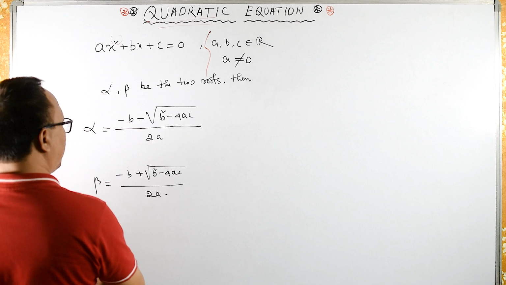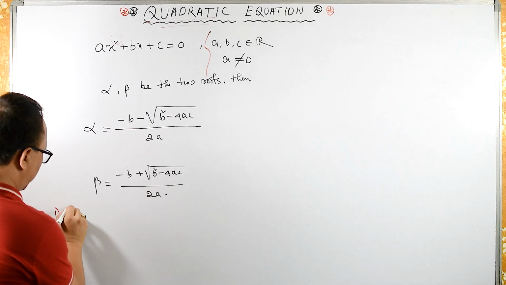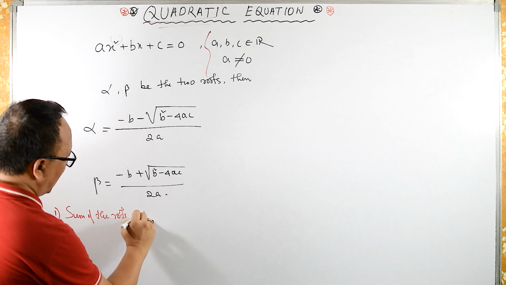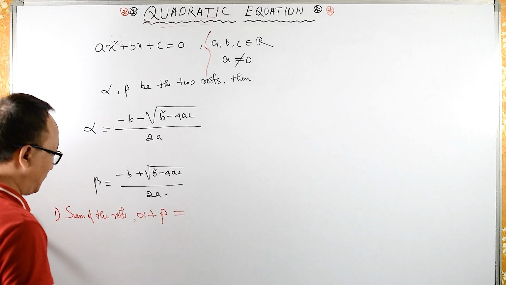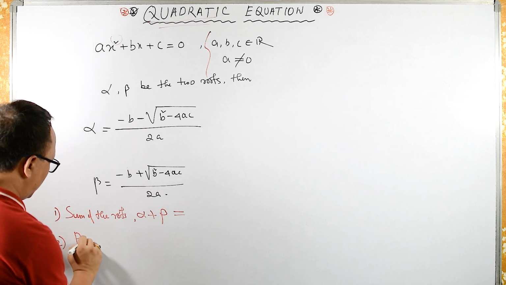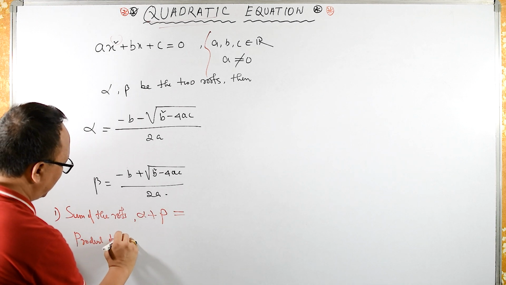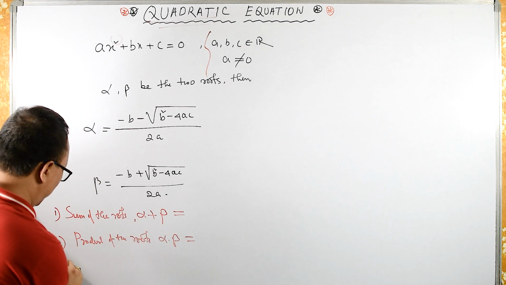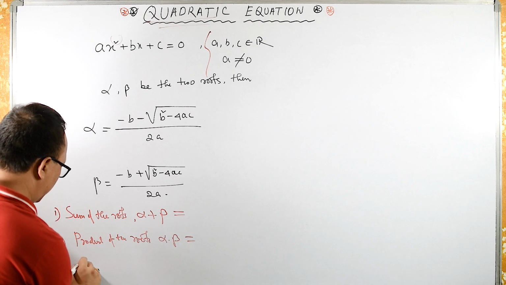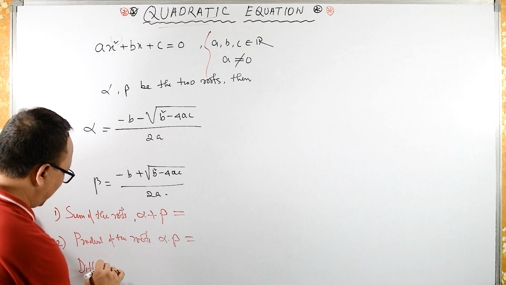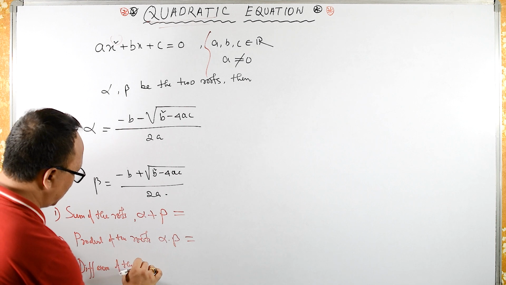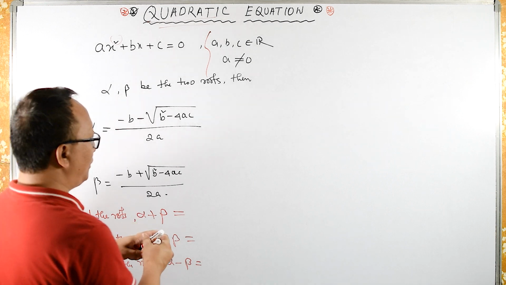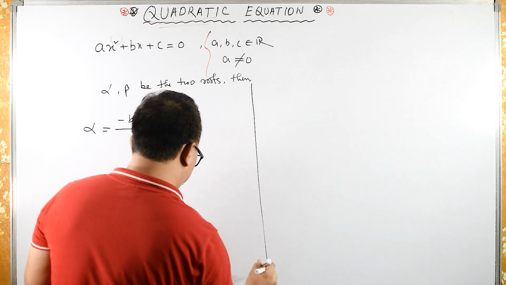Now the sum of the roots. Number one, sum of the roots means alpha plus beta is equal to what? We need to find that. Number two, product of the roots, means alpha into beta is what? And number three, the difference of the roots, means alpha minus beta equals what? We need to find all of these.